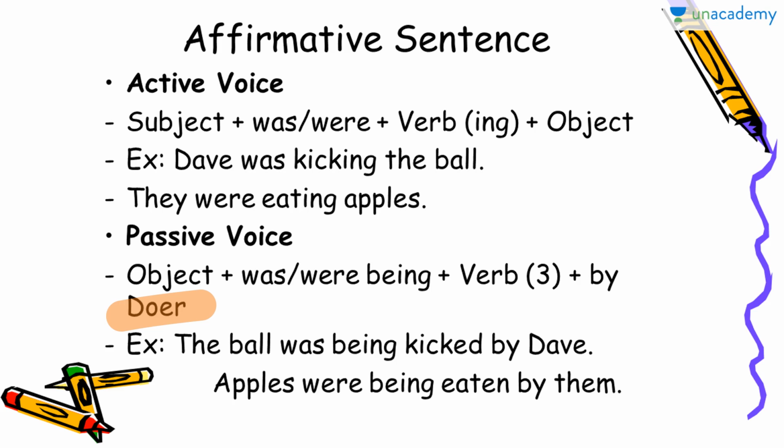For example, over here, the ball was being kicked by Dave. The ball, which was the object here, came in the starting, the thing on which the work was done. It was singular, so was, then being, then kicked, the third form of kick, and by whom? By Dave. Apples were being eaten by them. Apples here in active was the object. It comes right over here in the starting. Plural, that's why were, then being, then eaten, and then by them.